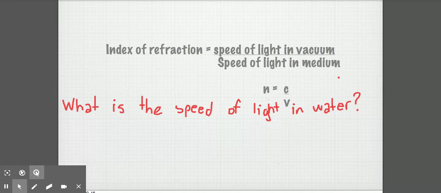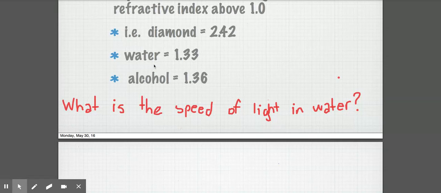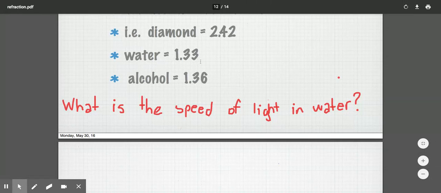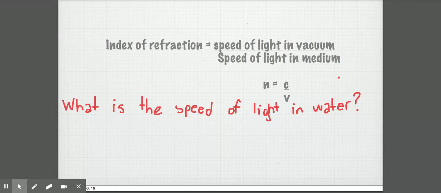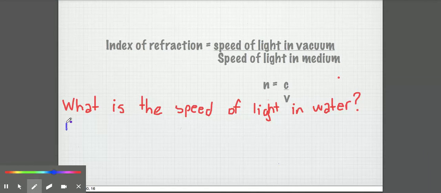Now we're going to take a look at another question that we could ask you. This question is asking, what is the speed of light in water? Again, it doesn't look like we have enough information, but if we scroll up here, we were given the index of refraction of water, and that index of refraction of water is 1.33. So in this case, we know what N is for water. N is equal to 1.33.